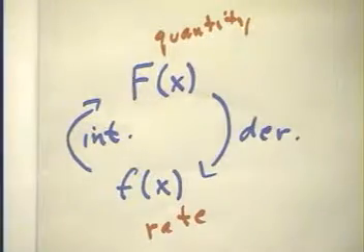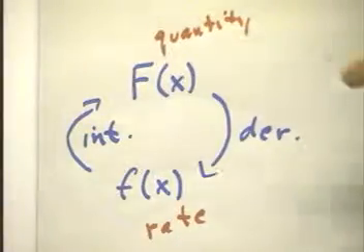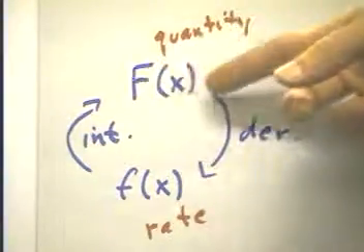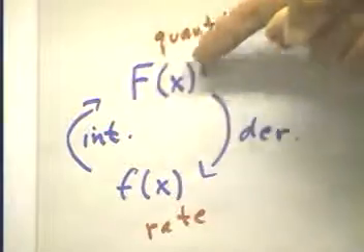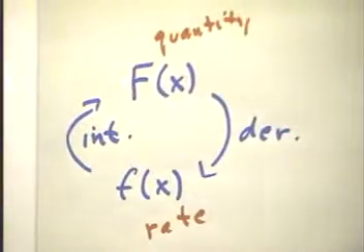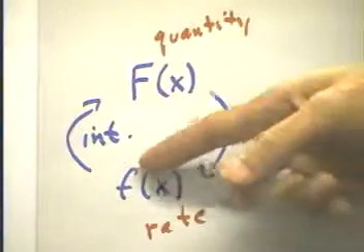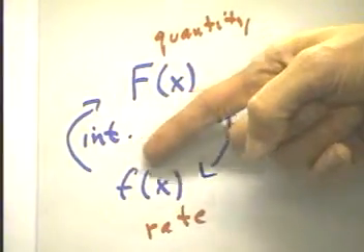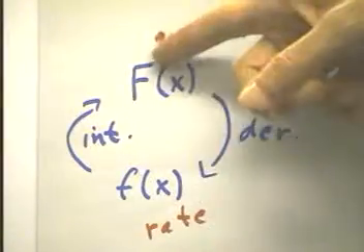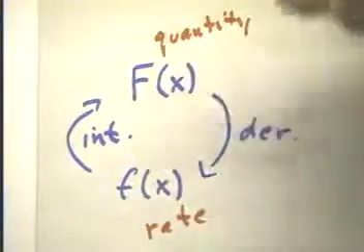Recall the idea that we experienced with the depth function: if we have a quantity, let's say a depth represented by big F of x, and we take its derivative, we get the rate at which the depth changes. And we might represent that by little f of x. Of course, that's big F prime of x. Little f of x is big F prime of x.